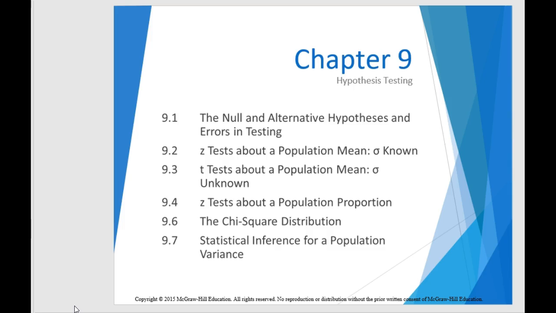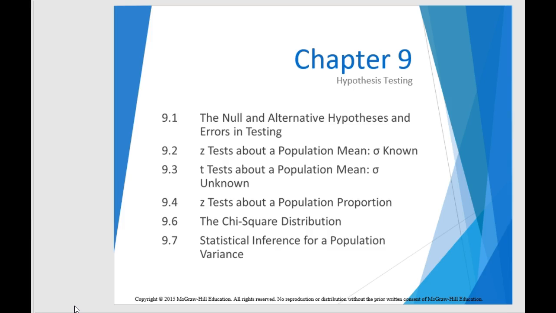We're going to be learning hypothesis testing, most of which we have seen before, most of which we sort of know. In Chapter 8 we learned z-tests, t-tests, and population proportion z-tests. What we'll be learning new in Chapter 9 is something called the chi-square distribution.